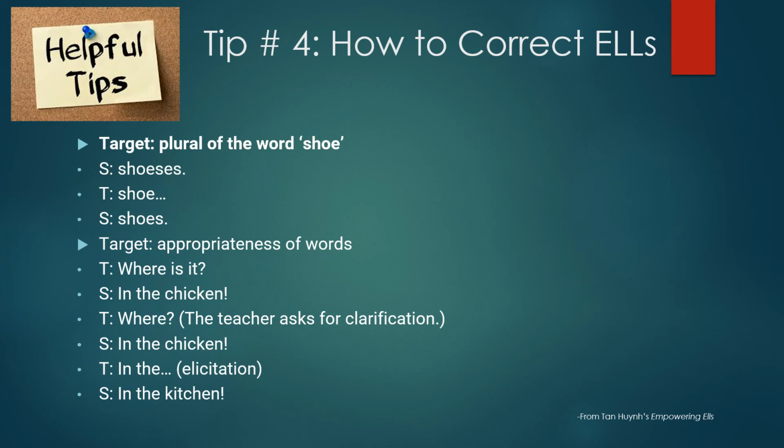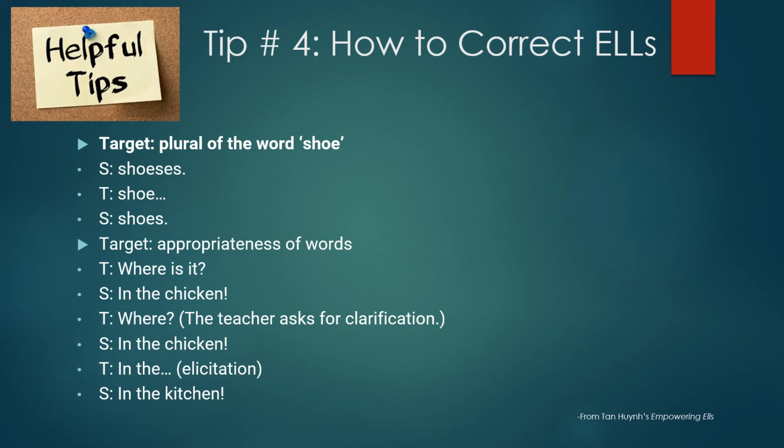Here's how elicitation works. The teacher repeats the student's utterance up to the point where the error was made, and then stops to give the student time to think and respond. Here are some examples. If our target is the plural of the word shoe, and our student says shoeses, the teacher would say shoe, and hopefully the student would reply shoes.